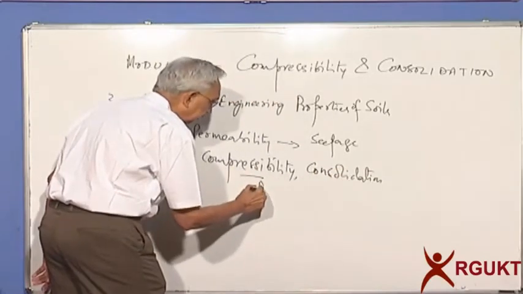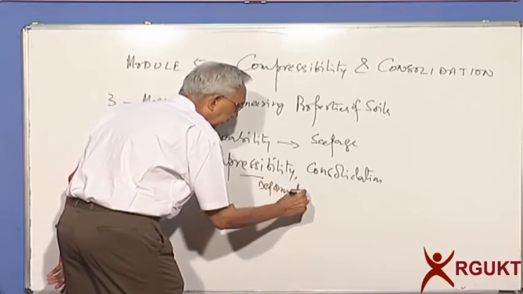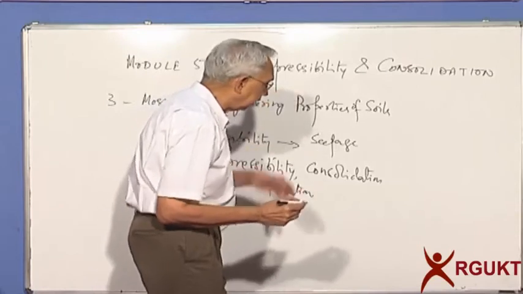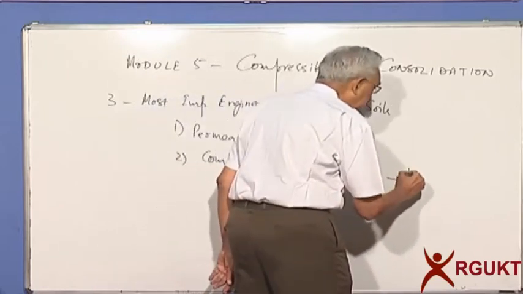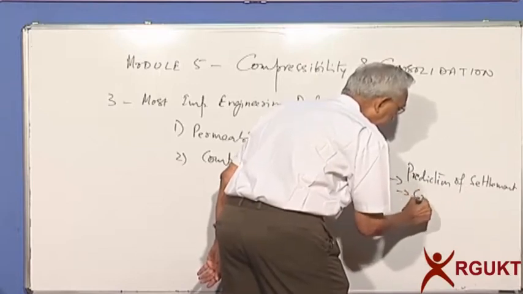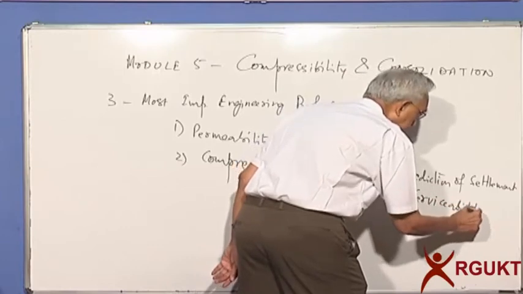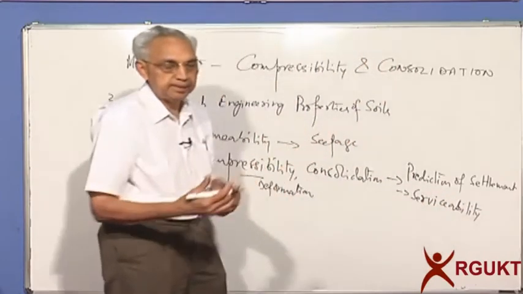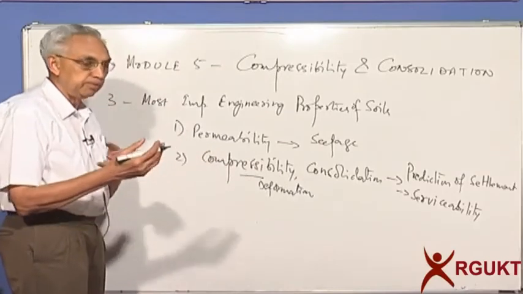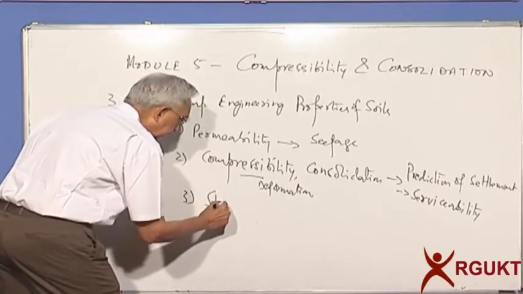Basically, this is the same thing as deformation of an elastic media. We call it compressibility in geotechnical engineering. This leads to prediction of settlements and what you can call, for all structures, serviceability criteria. How much will the structure sink into the ground or settle, and will it be uniform or non-uniform? Third engineering property is the strength.